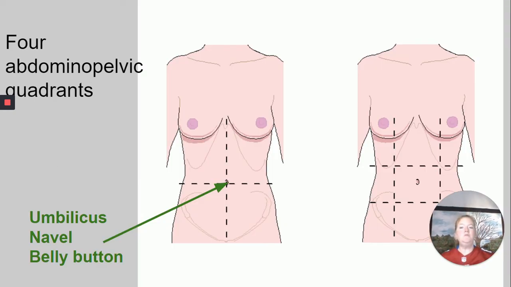So we're going to use 4 abdominopelvic quadrants. And where the quadrants are divided is the umbilicus, the navel, the belly button, but we're going to call it the umbilicus from now on. The umbilicus is at the center, so that's the dividing line. So I'm going to go down the midline through the umbilicus and then transversely also through the umbilicus to get the abdominopelvic quadrants.